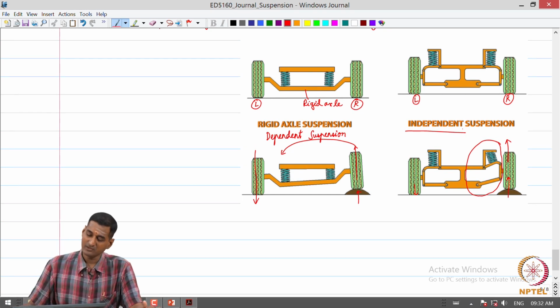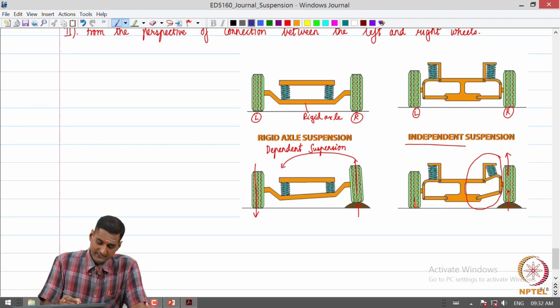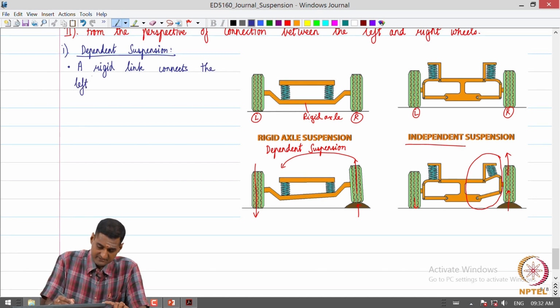So, let us look at both. First, let us look at dependent suspensions, and we would then look at various realizations of these dependent suspensions. So, a rigid link connects the left and right wheels.